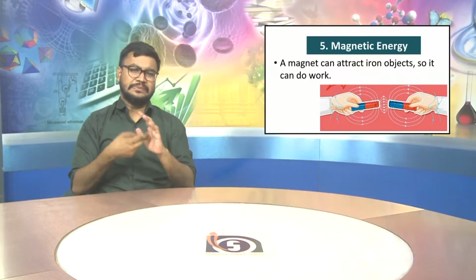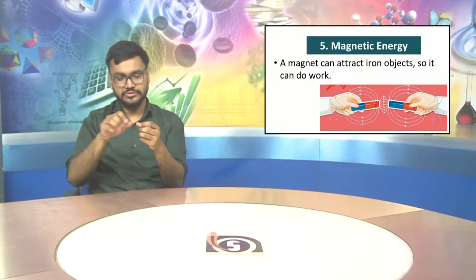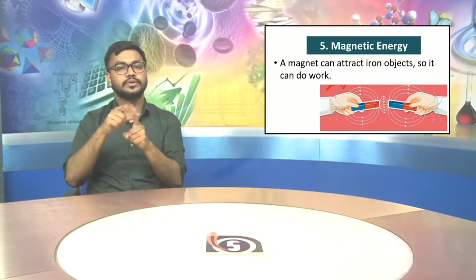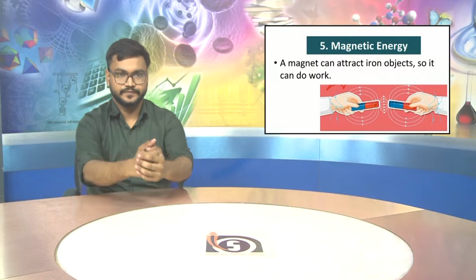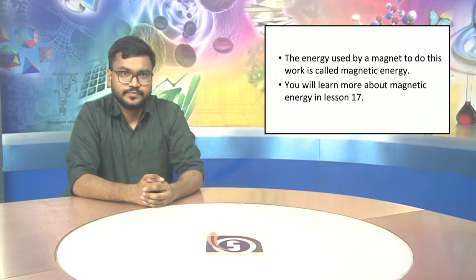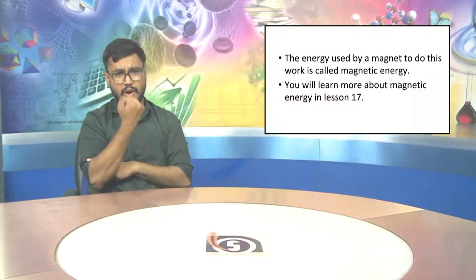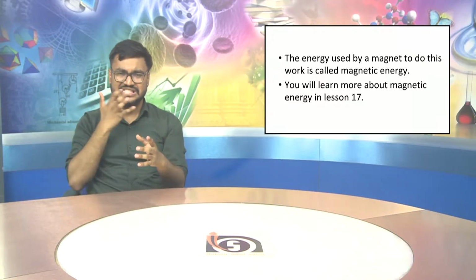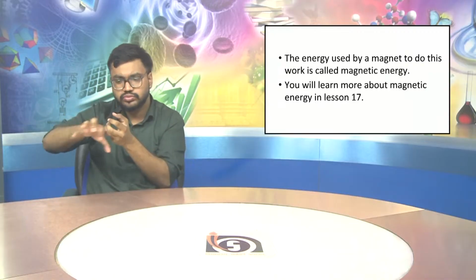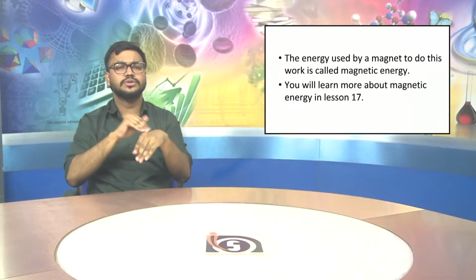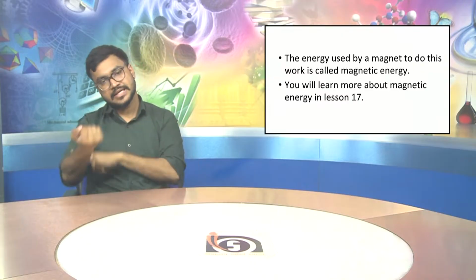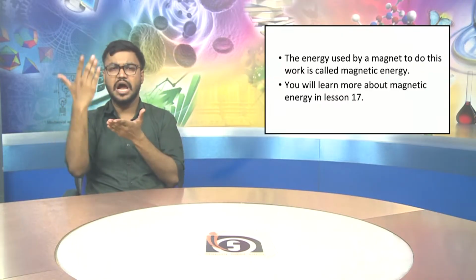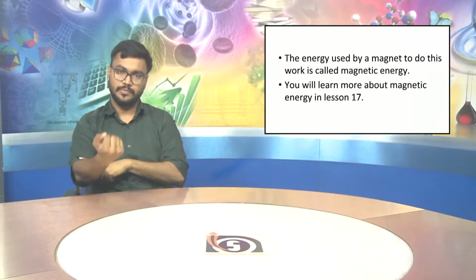A magnet can attract iron objects, so it can do work. So we can say it has magnetic energy in it. And you will learn more about magnetic energy in lesson 17.